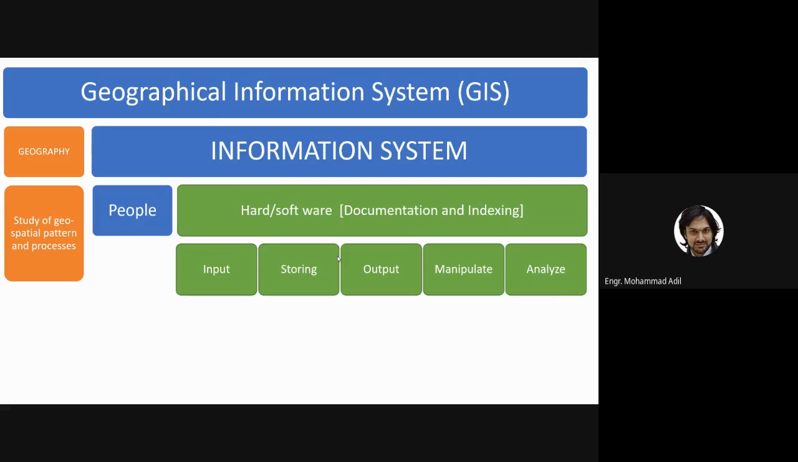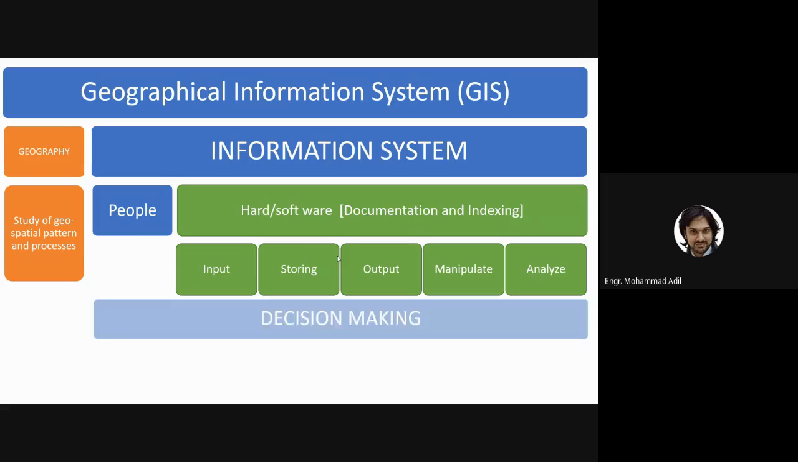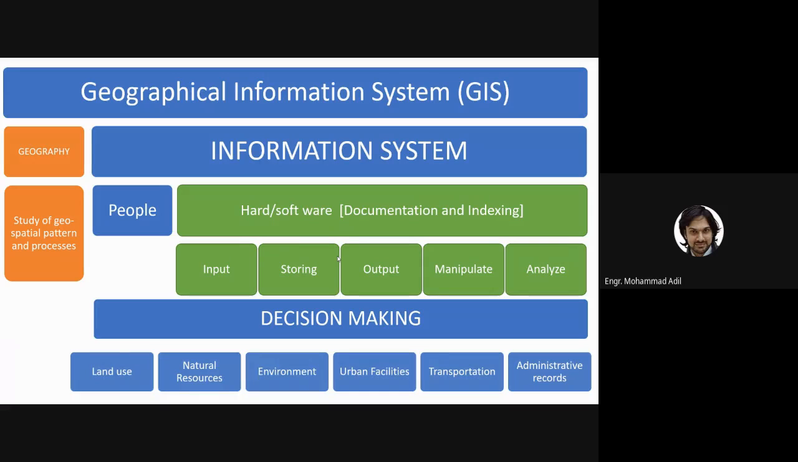Geography is the study of the changes in the patterns and the processes that occur on planet Earth, and this whole system is used for the purpose of certain decision making. For civil engineering purposes, these decisions can be for land use, natural resources, environment, urban facilities, transportation, and administrative records.